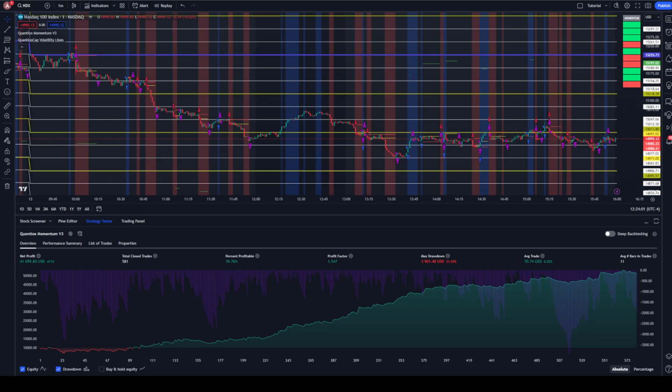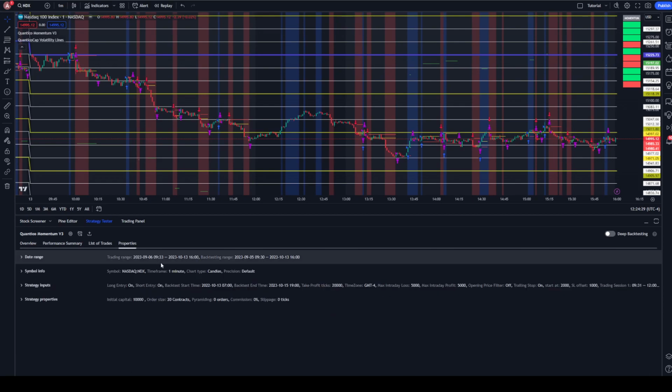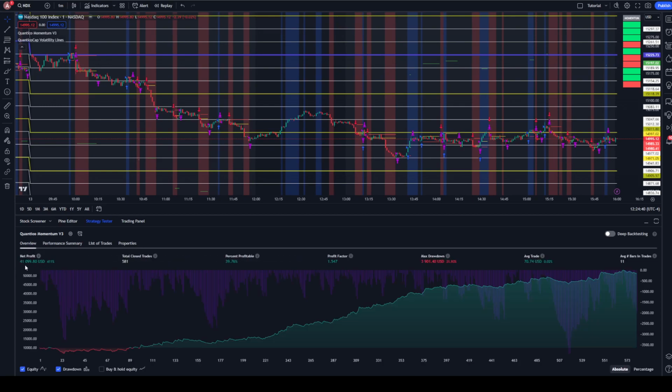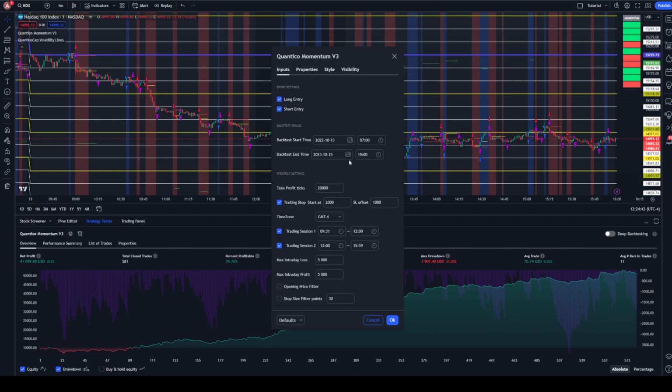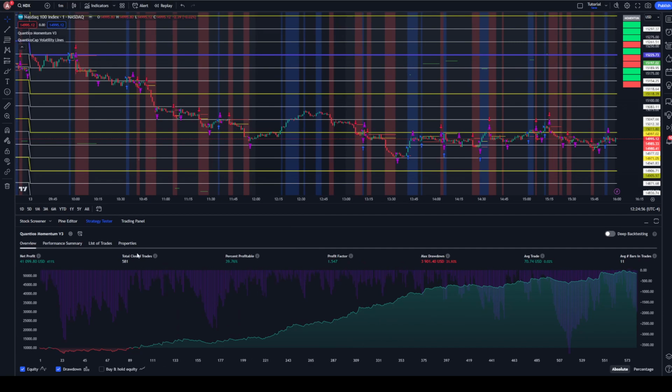First, I have the essential plan, so I'll only be able to backtest 1 month. However, if you want more, then I suggest you get the premium plan and you have up to a year of deep backtesting. So let's go check out our properties. Here we can see the data range, the backtesting range. It starts on the 6th of September and goes up to the 13th of October. So checking out the overview, we see that we have 41. However, my settings are set to a year prior. So if we change that from October 2022 and go to September 6th, 2023, we can see that the number has not changed. So that means it's accurate.